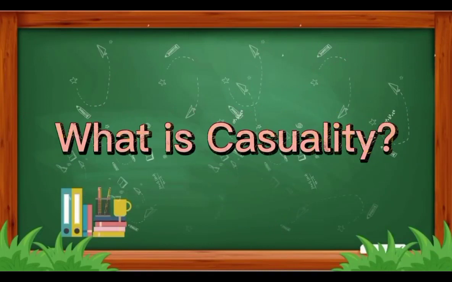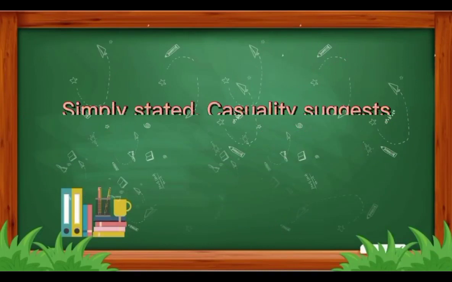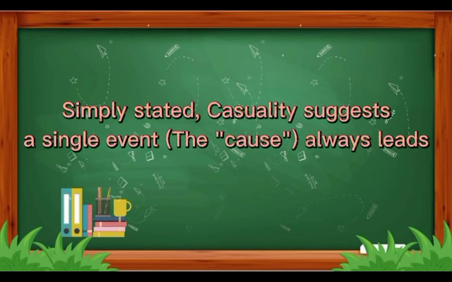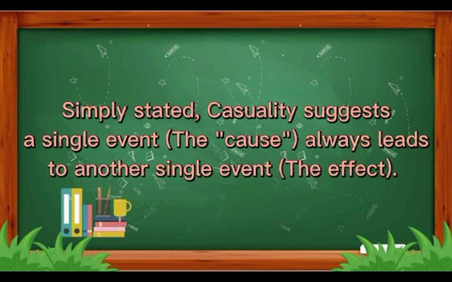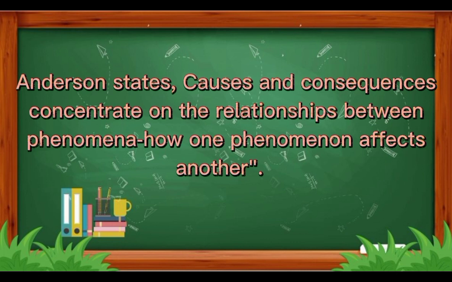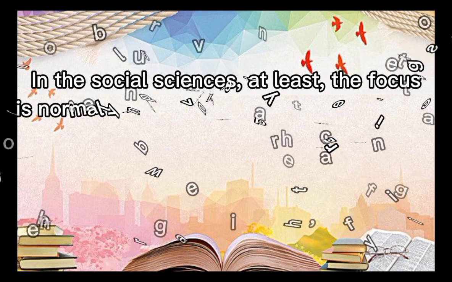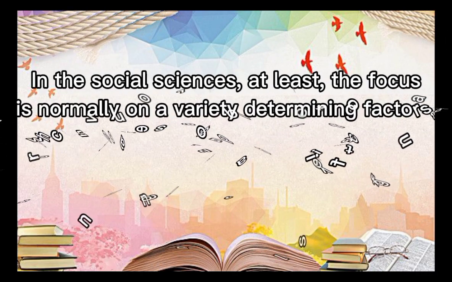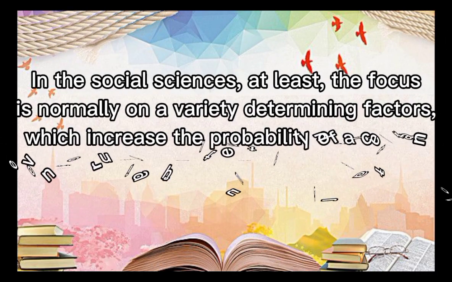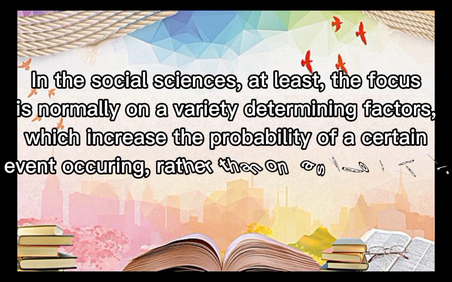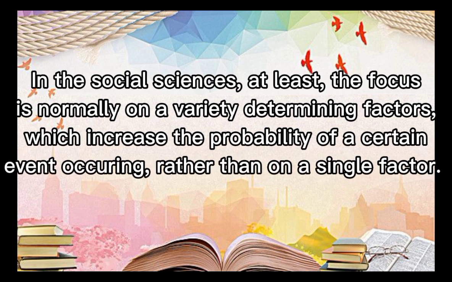What is causality? Simply stated, causality suggests a single event, the cause, always leads to another single event, the effect. Anderson states, causes and consequences concentrate on the relationships between phenomena, how one phenomenon affects another. In the social sciences, at least, the focus is normally on a variety of determining factors, which increase the probability of a certain event occurring, rather than on a single factor.